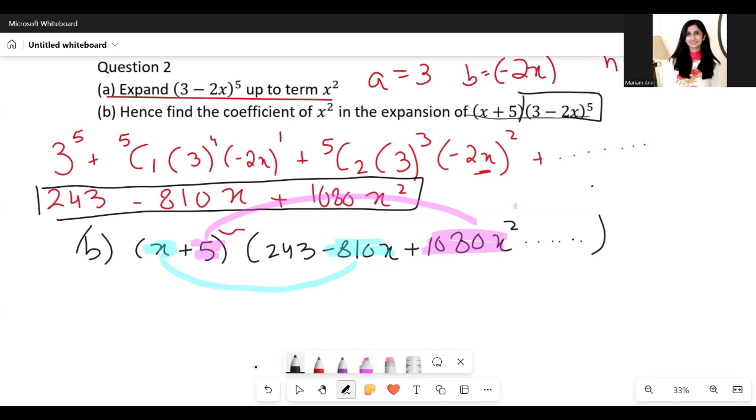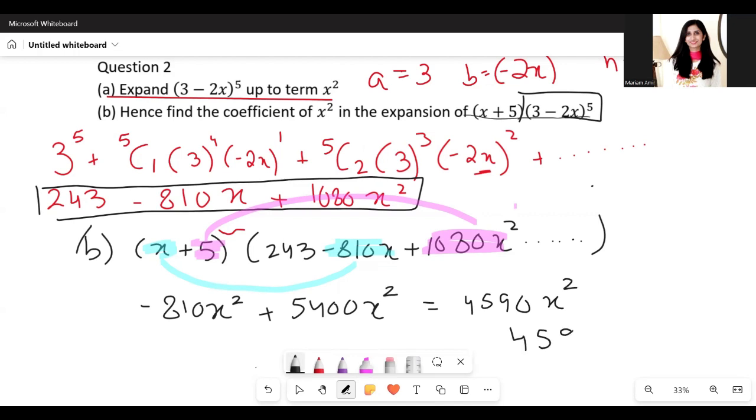Okay. Then when we multiply, we're getting negative 810x squared for the blue part and positive 5400x squared from the pink part. And when we add them together, we get 4590x squared. So they only ask for the coefficient. So the final answer will be 4590 is the coefficient of x squared.